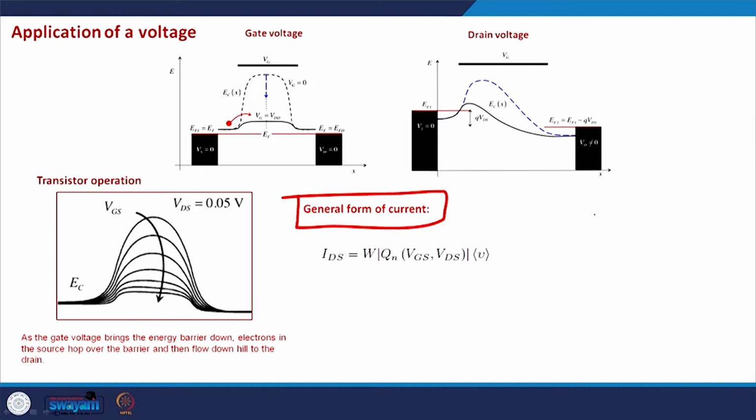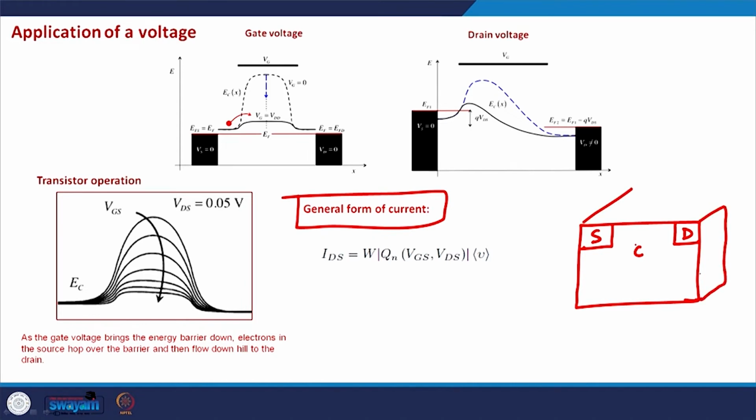So ultimately the MOSFET is like this: we have source, we have drain, we have the channel, but in addition to this, this is actually a 3D thing. This MOSFET is a 3D entity.